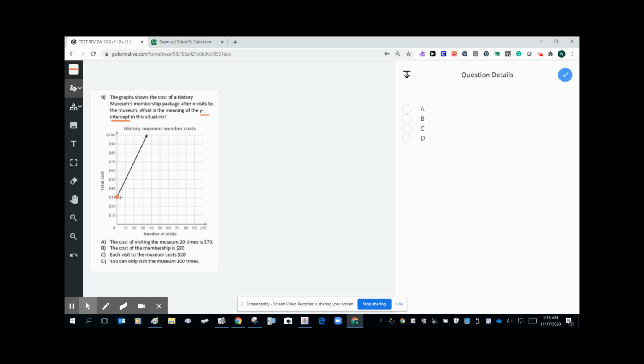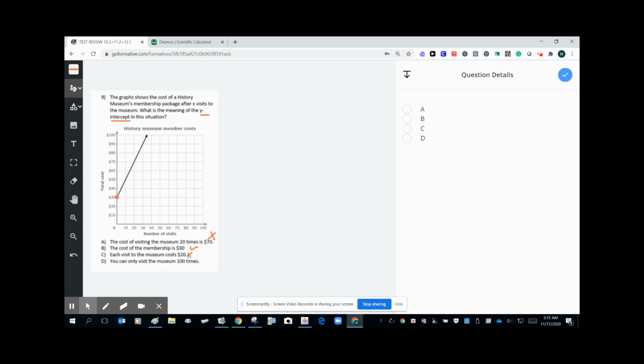Well, this does not have $70, so that's not it. And plus it's talking about 20 times, so 20 visits will be right there. And we're looking for this point right there. The cost of membership is $30. Okay, that's promising. Each visit to the museum costs $20. Okay, so this is not each visit, this is the initial amount.